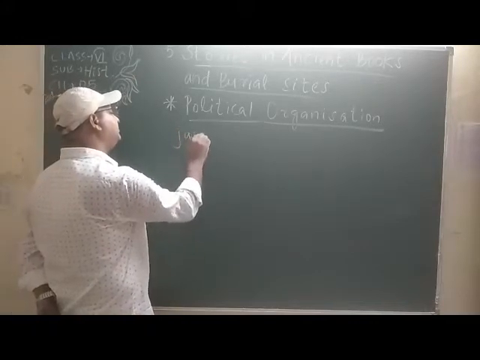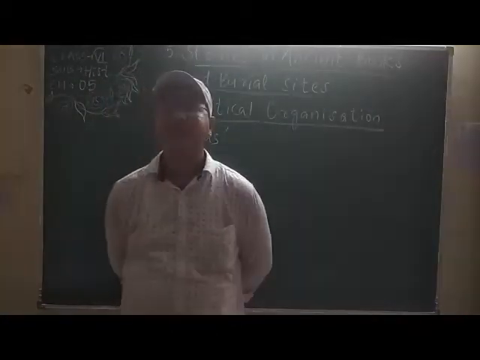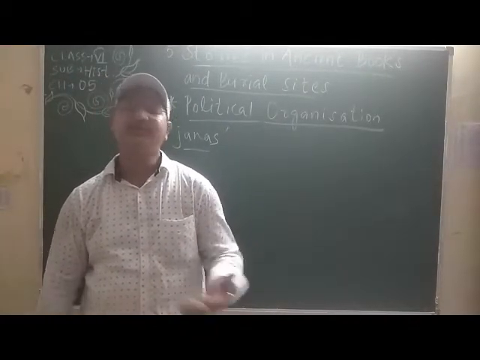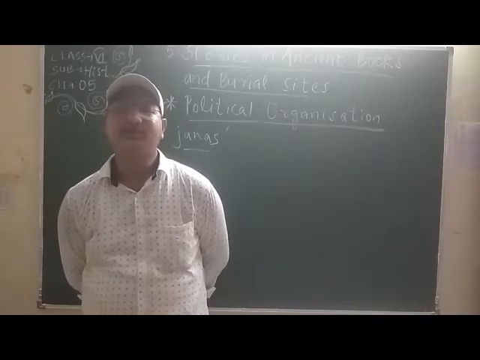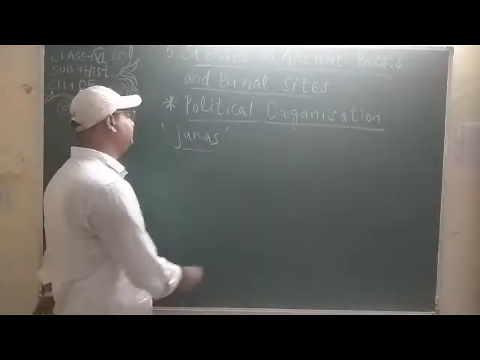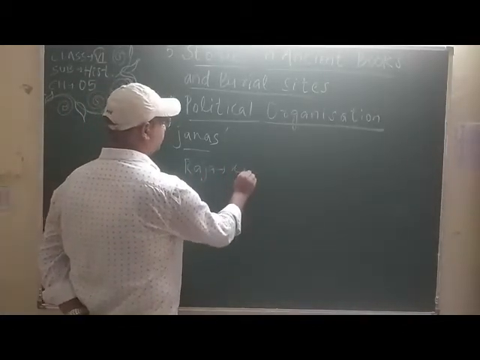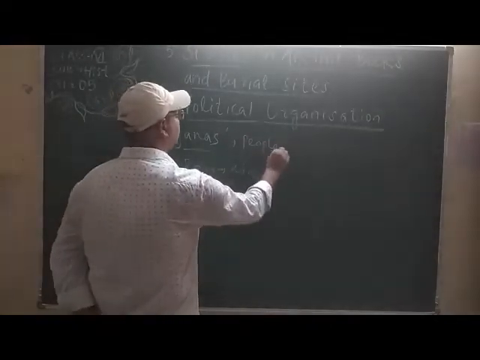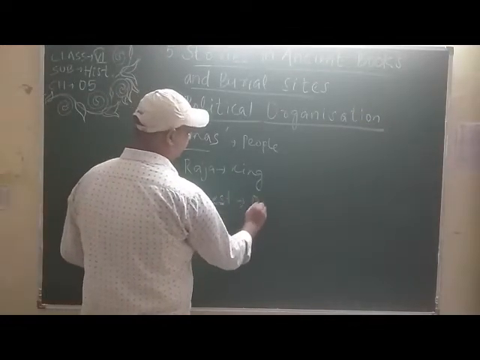Janas mean people. Then the council elected a chief or head who was called Raja. Raja means king. And this tribal republic had a tribal priest called Purohit. So Janas means people, Raja means king, and Purohit means priest.